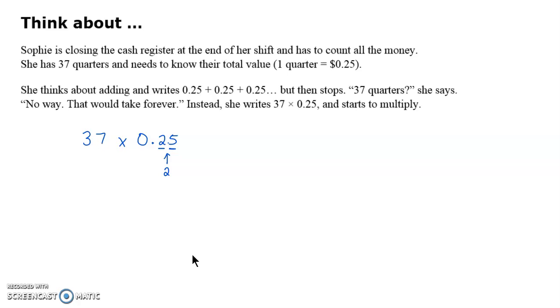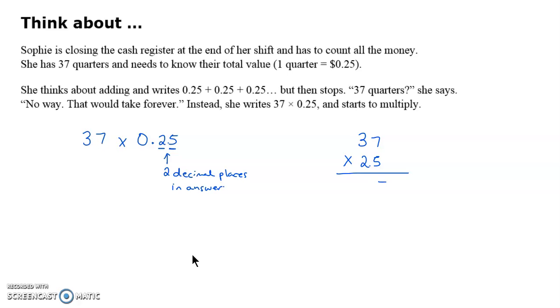So what we can do is say, all right, this number has two decimal places. So let me hold that as my answer. In my answer, I'm going to have two decimal places. And then what I can do is actually rewrite and completely ignore the decimal. Just pretend like it's not there. So I can take 37 and multiply, instead of by 0.25, I can multiply by 25. So I can change it into basically like a whole number, keeping in mind that I know that final answer will have two decimal places. So let's go ahead and multiply.